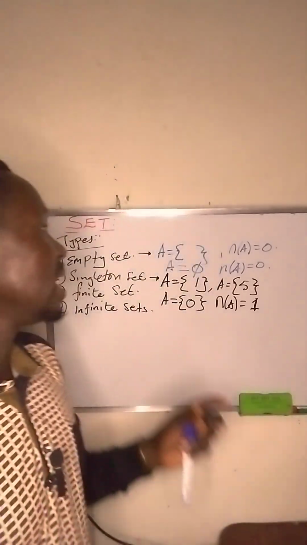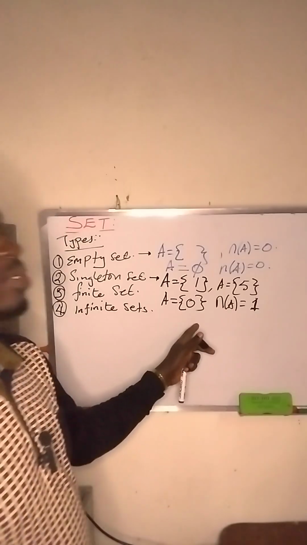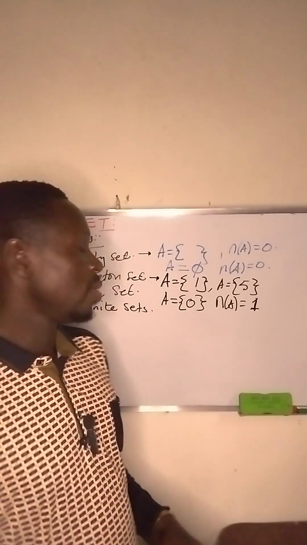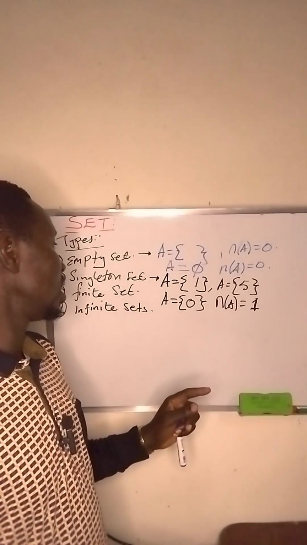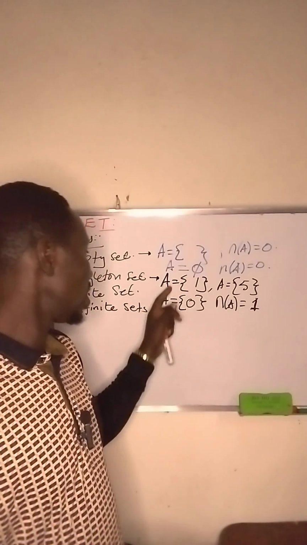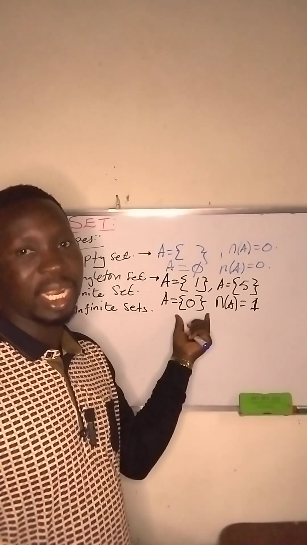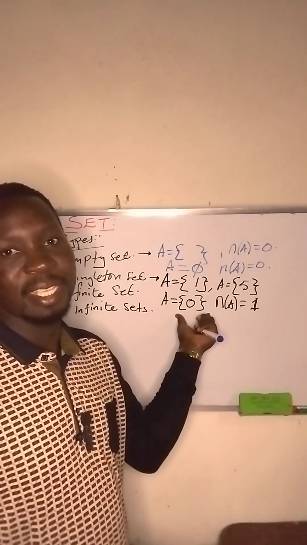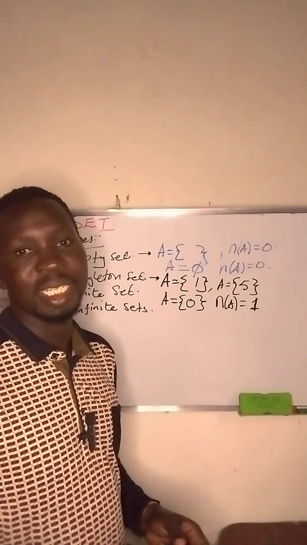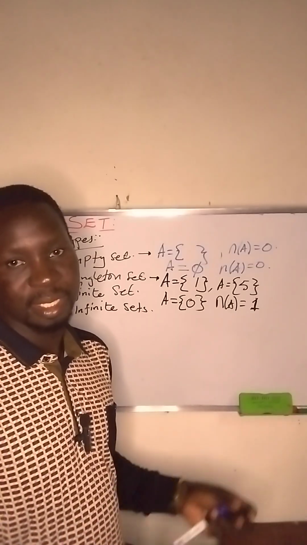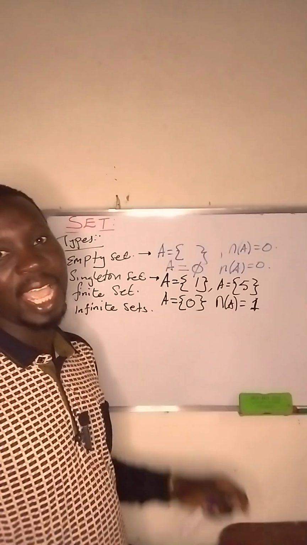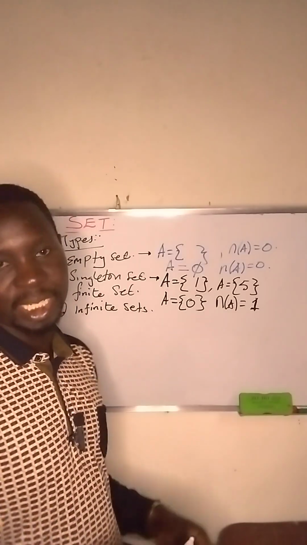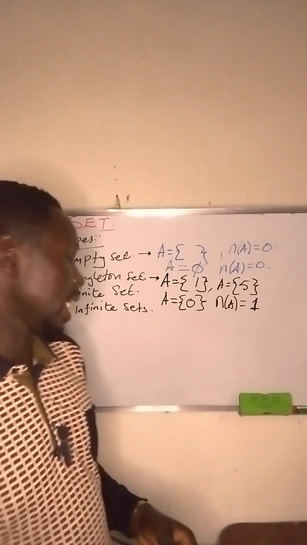Which means, and that's where UNEB always tricks us. When you represent A is equal to, and inside these brackets you see a 0, then you say this is an empty set because the set is 0. No, there is an element which is 0 inside the bracket. That is a singleton set.